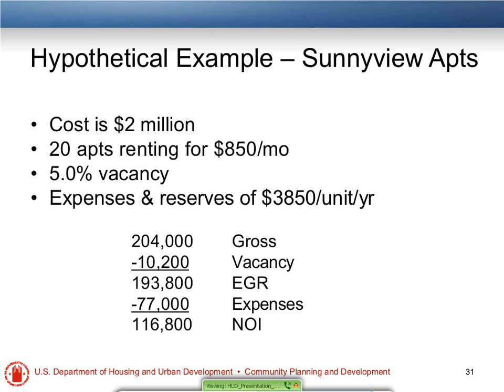Subtract out our expenses of $3,850 per unit times our 20 units to get $77,000, and that leaves us with a net operating income of $116,800.